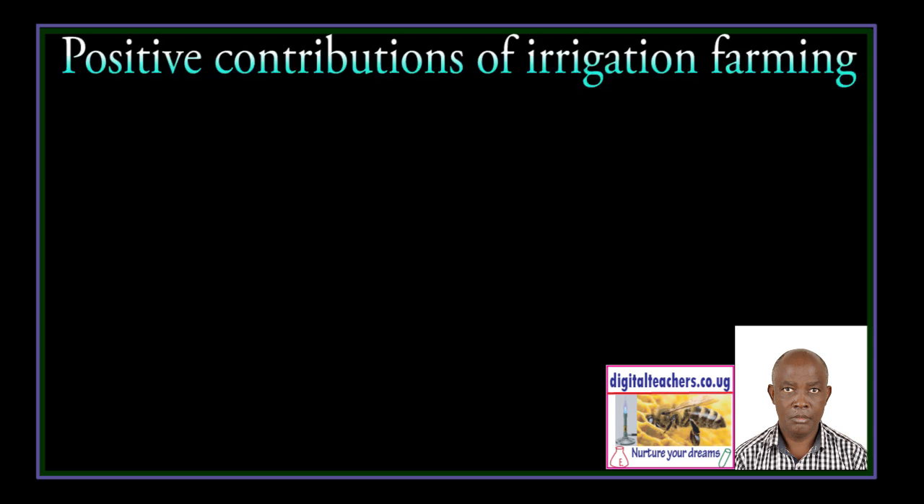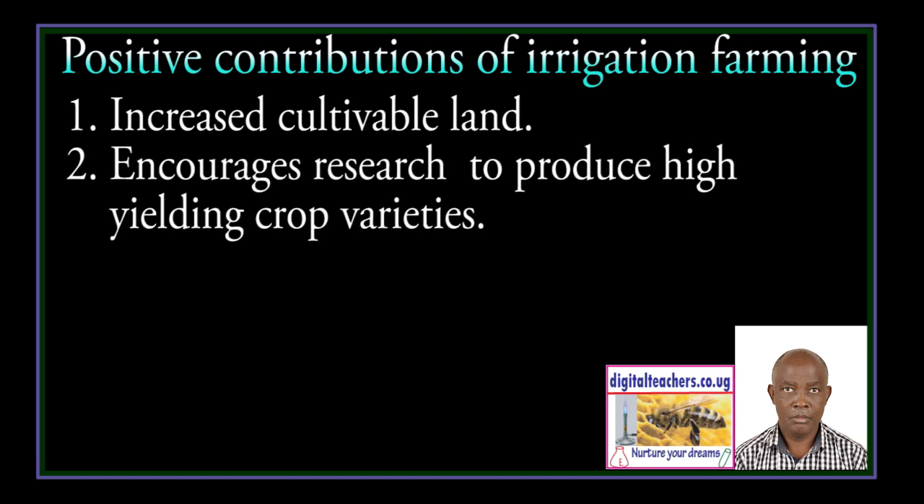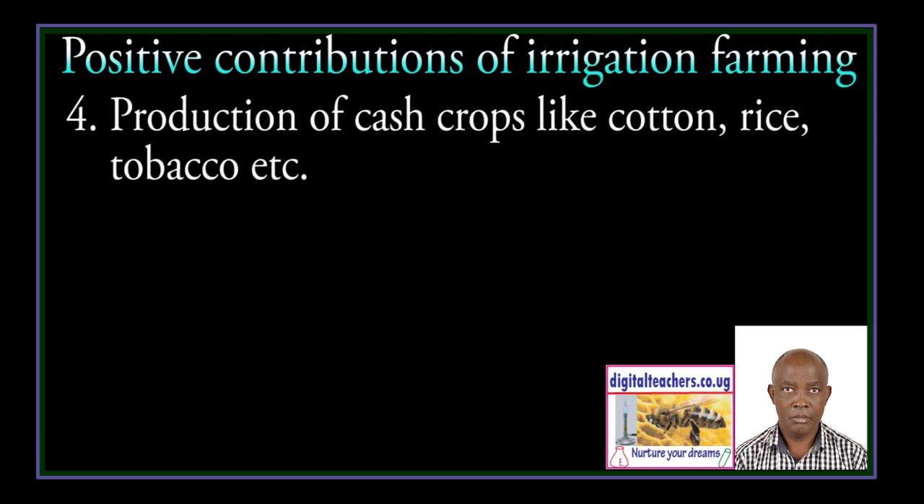Positive contributions of irrigation farming. Increased cultivable land. Encourages research to produce high-yielding crop varieties. Increased food production such as wheat, rice, and so on. Production of cash crops like cotton, rice, tobacco, and so on.